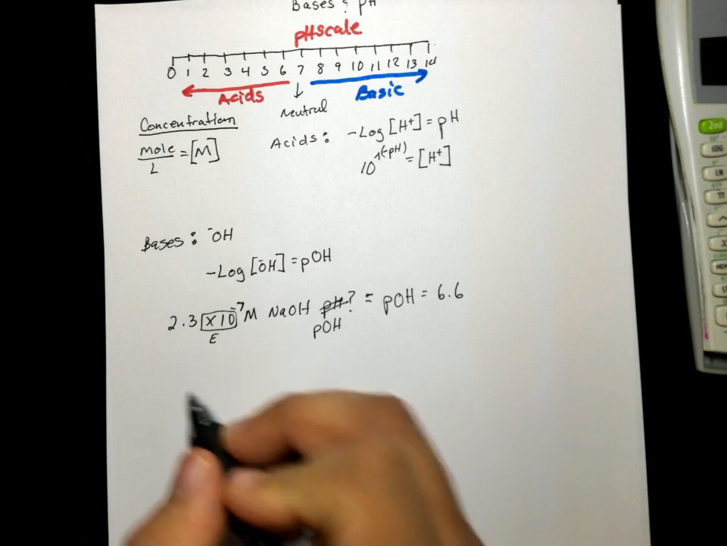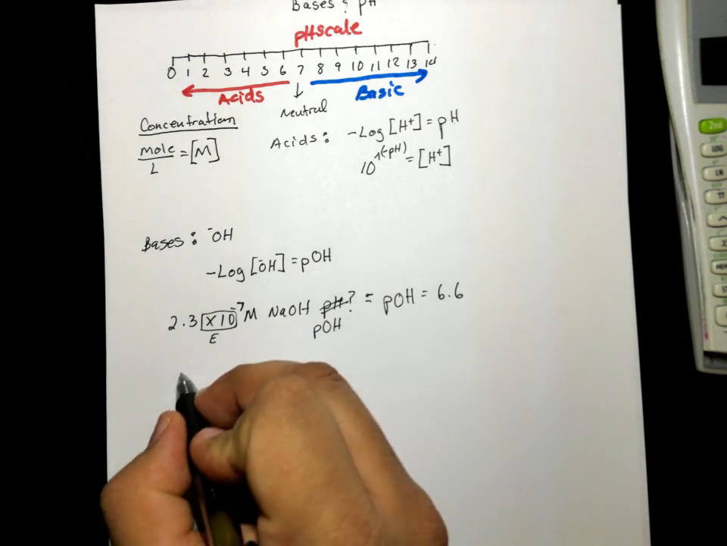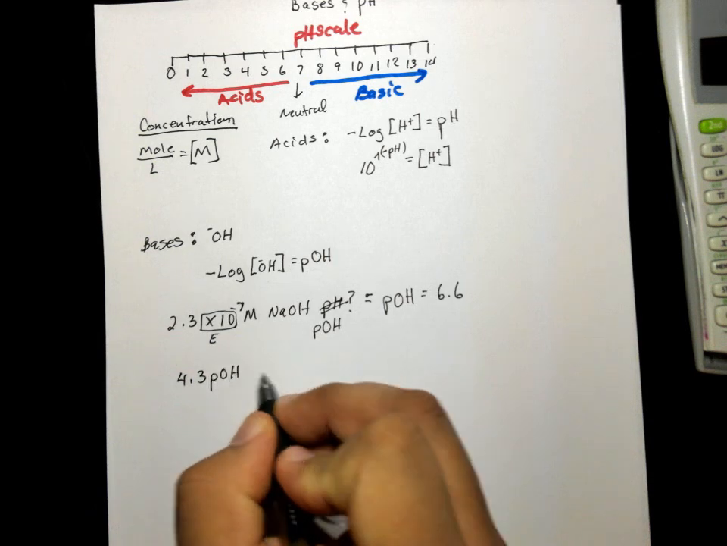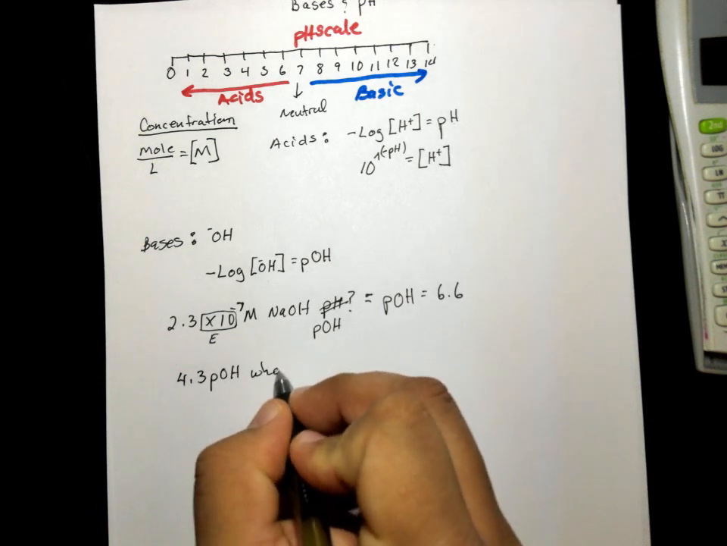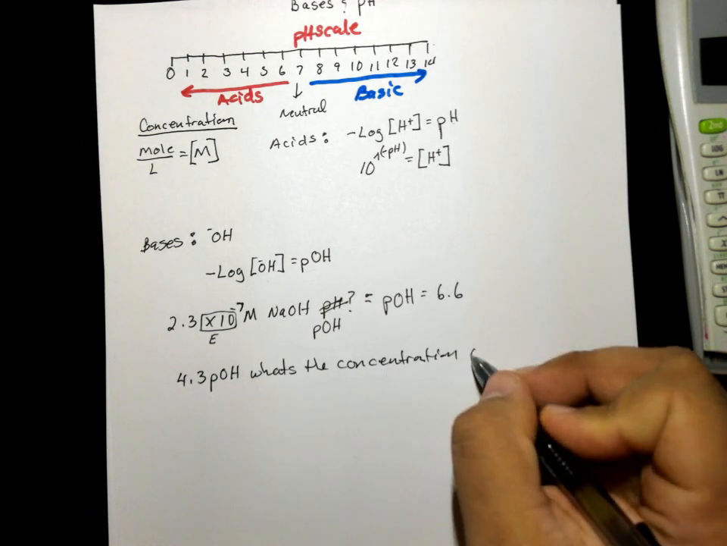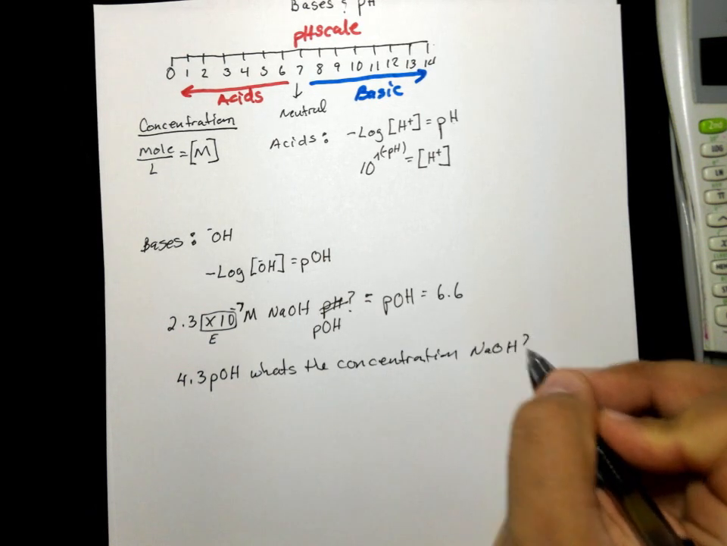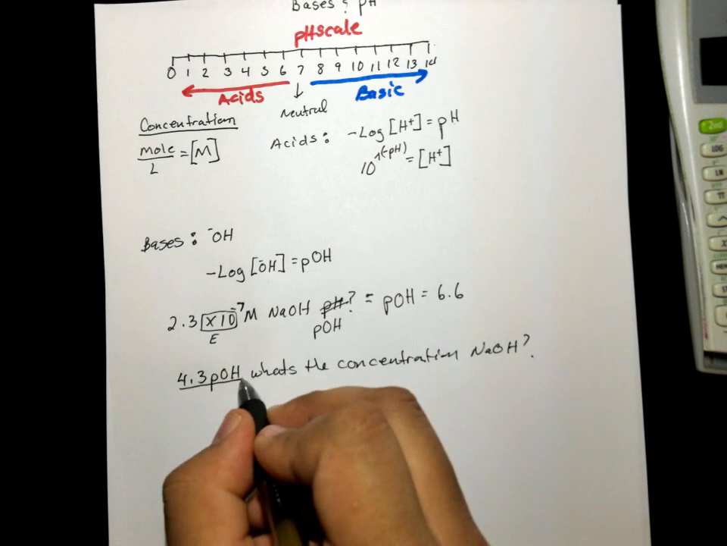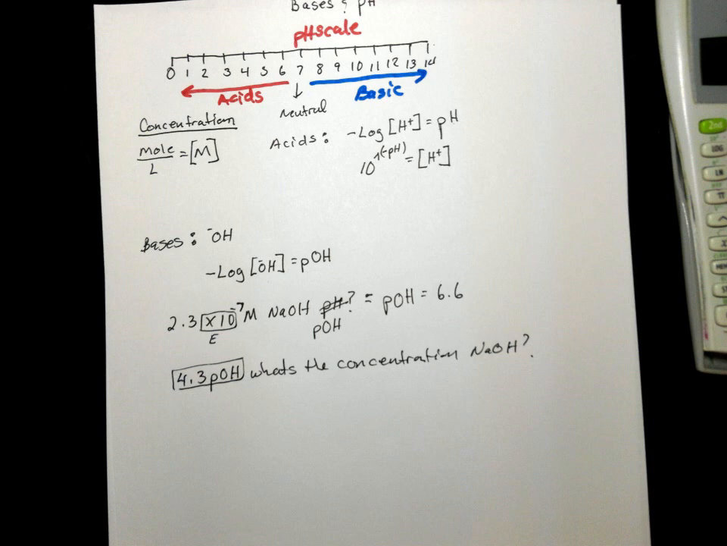Let's say they gave us a pOH. Let's say we have a pOH of 4.3, and they want to know what's the concentration of sodium hydroxide? Just doing these quick little questions. So now they've given us a pOH and they want to know what is the concentration of the sodium hydroxide.